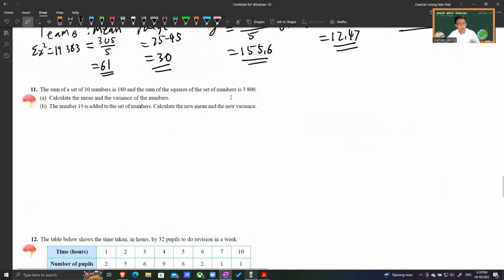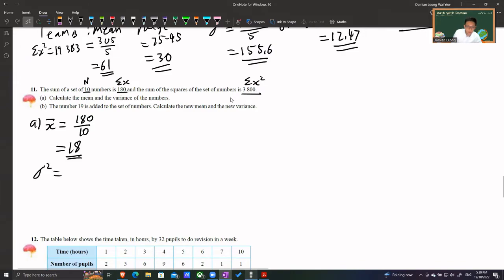Let's look at question 11. The sum of a set of 10 numbers is 180. The sum of squares of the set of numbers is 3,800. I want the mean and variance. So I have n, the sum of values, the sum of squares of values. So straight away I can find the mean and variance using the formula. 180 divided by 10 for the mean. So it's 18.